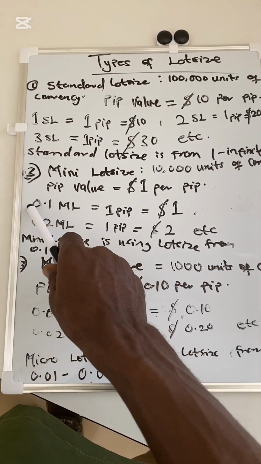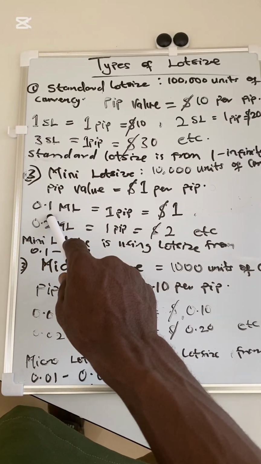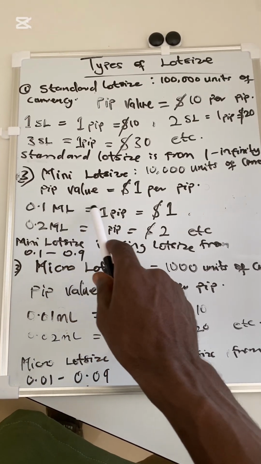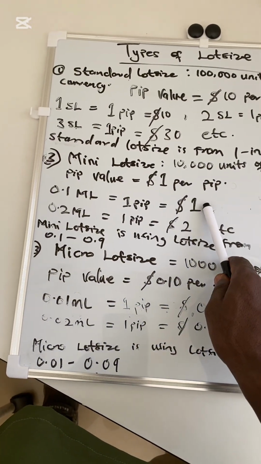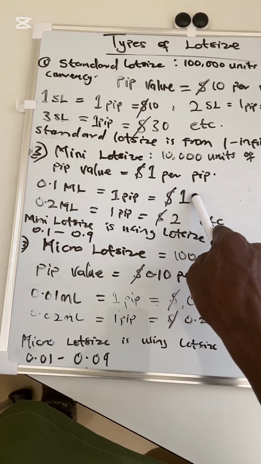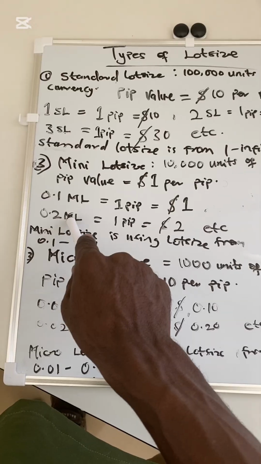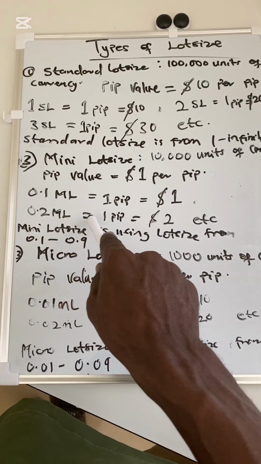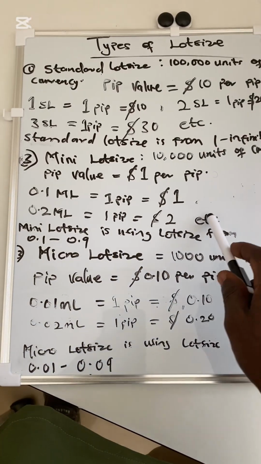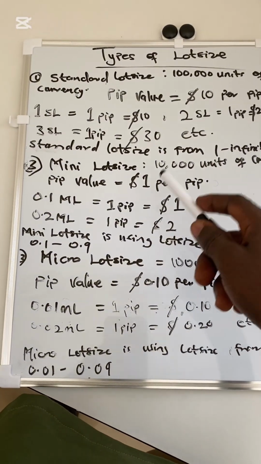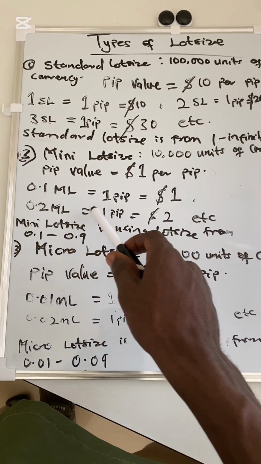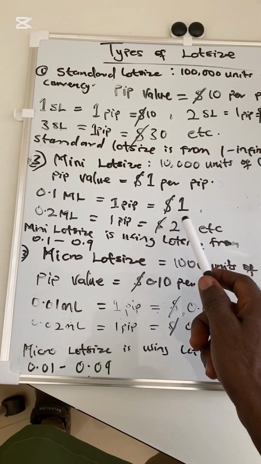$1. So if you are using 0.1 mini lot size, then you are saying that when the market moves just one pip, you should make $1. If you are using 0.2 mini lot size, you are saying that one pip should give you $2. If you are using 0.3 mini lot size, you are saying that one pip should give you what?